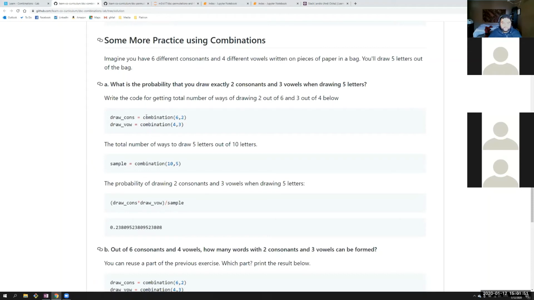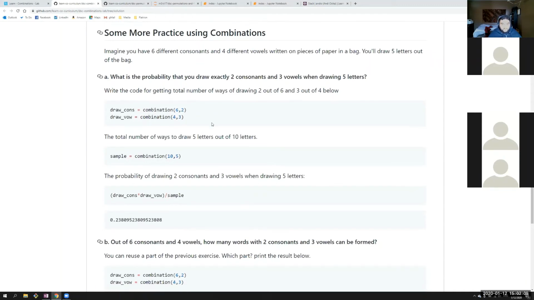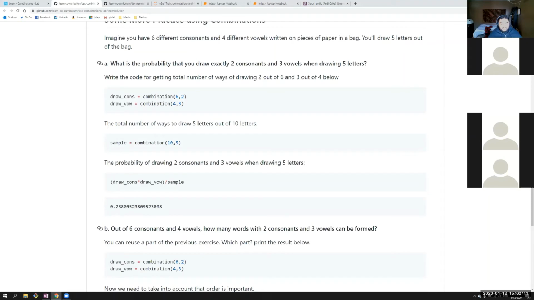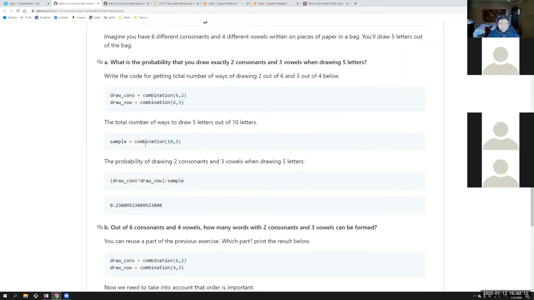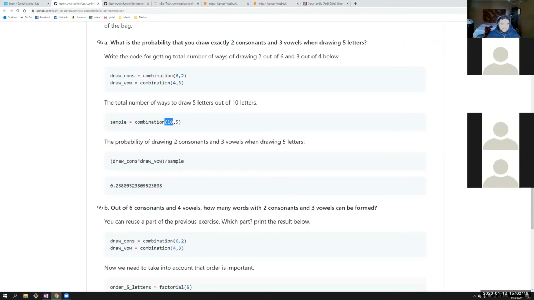So now here they're just seeing the possible combinations of vowels and consonants. So they say, from 6 consonants, we want to pick 2. How many ways are there to do that? From 4 vowels, we want to pick 3. How many ways are there to do that? And then there's the total number of ways to draw 5 letters out of 10. Doesn't matter if they're vowels or consonants. So they're doing combination 10, 5.